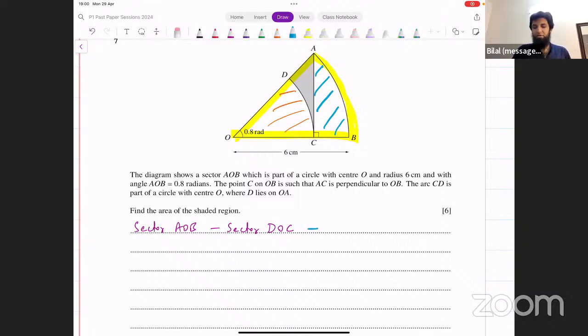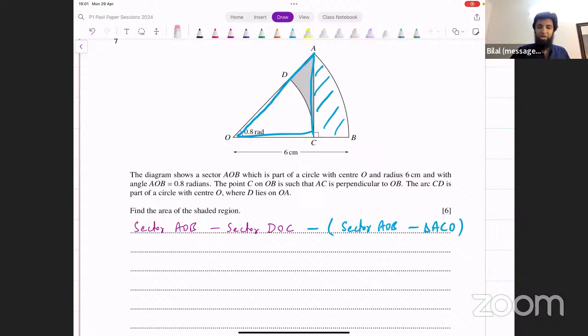For this, you will need to do something like this. How do you find this blue area? What you can do is find the area of this whole sector AOB, and from it subtract the area of this right angle triangle, triangle ACO. And that will give you that shaded region.